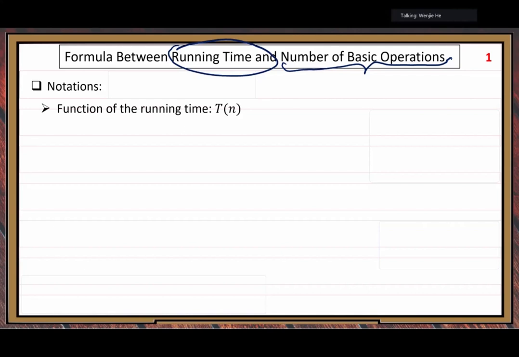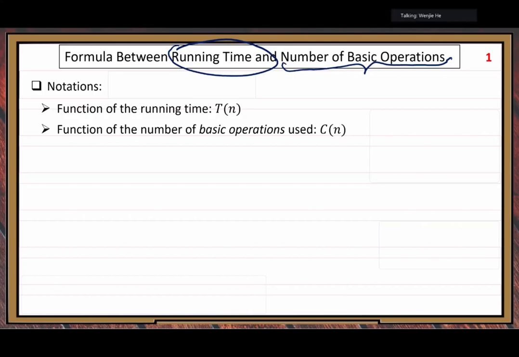We use capital T of n to represent the running time function. It's a function. N, you know the meaning. N is the data size, the number of elements in an array. Here we call it the data size. All right. Then, we count the number of basic operations.